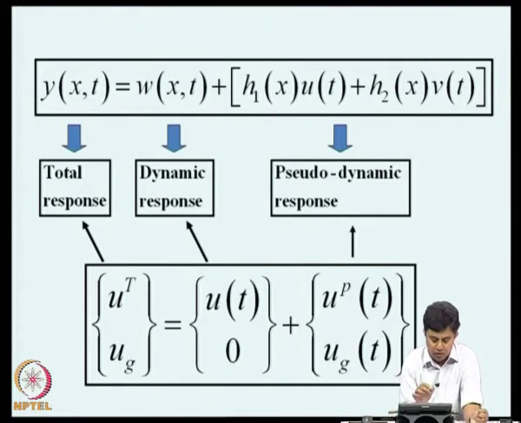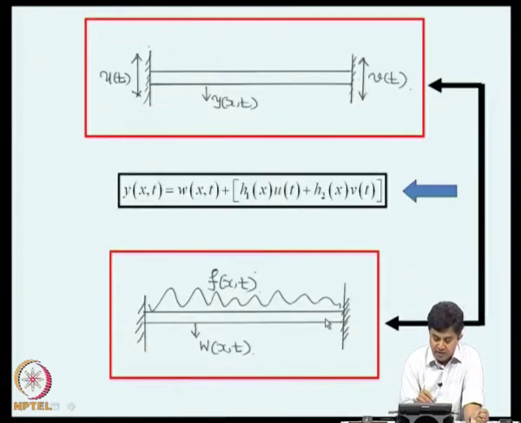So, we can look at the transformation that we have done as amenable to interpretation. This y of x comma t can be viewed as a total response and W as a dynamic response, and the term inside this bracket is the pseudo dynamic response. This is analogous to what we did for discrete multi-degree freedom systems.